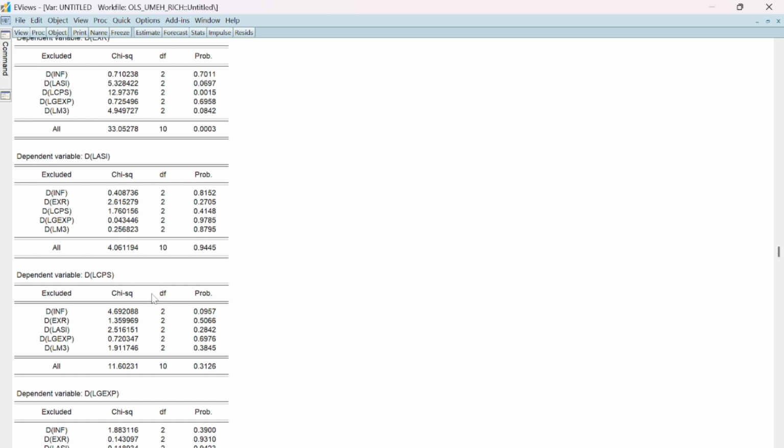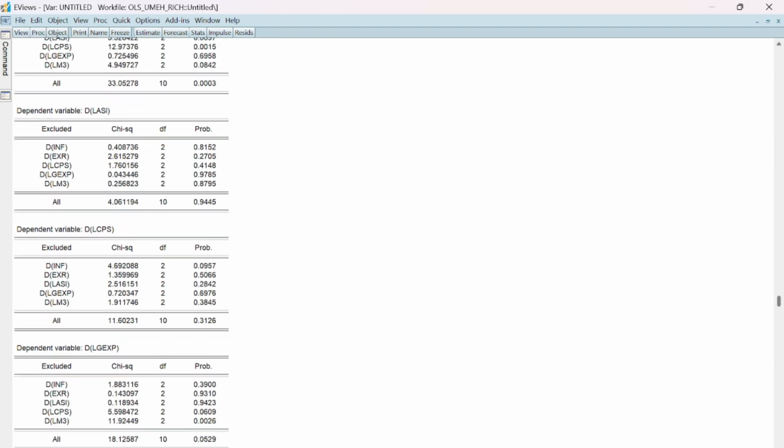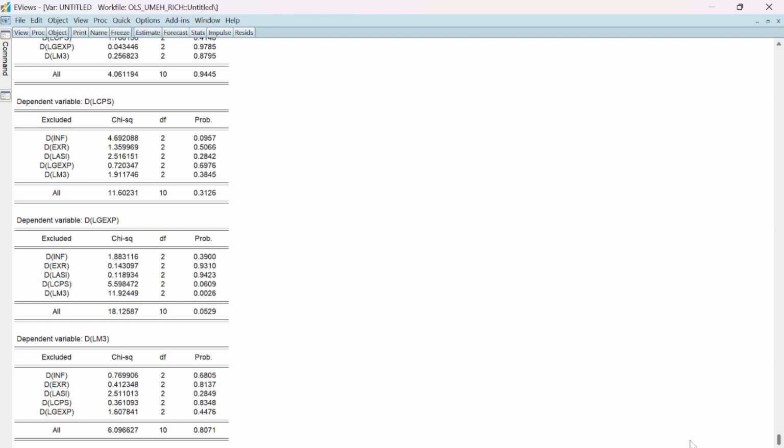So you go to credit to private sector, almost the same thing. You can see that all the variables do not Granger cause credit to private sector, and all of them put together do not Granger cause credit to private sector. So you go down. The next one is government expenditure. The only variable that shows to Granger cause government expenditure is money supply.